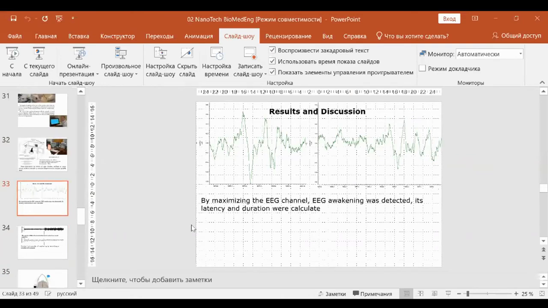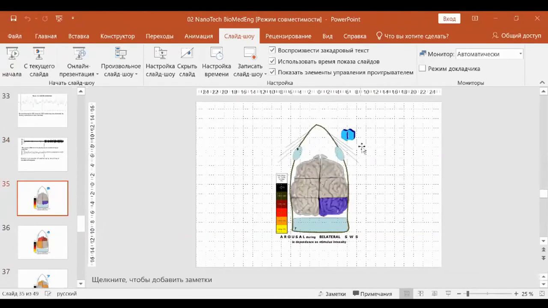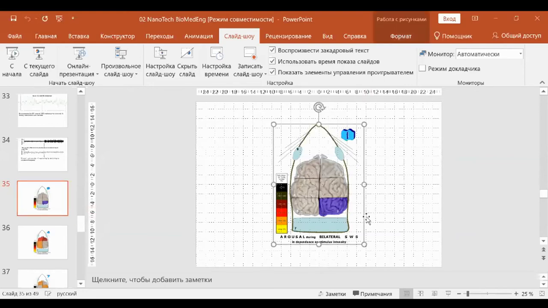By maximizing the EEG channel, EEG awakening was detected and measured, its latency and duration. The severity of behavioral awakening was based on electromyography recording. The severity of awakening at the level of the cerebral cortex was estimated by recording the electrocorticogram desynchronization level. As a result, we designed a dependence of arousal on the intensity of sensory stimulation.